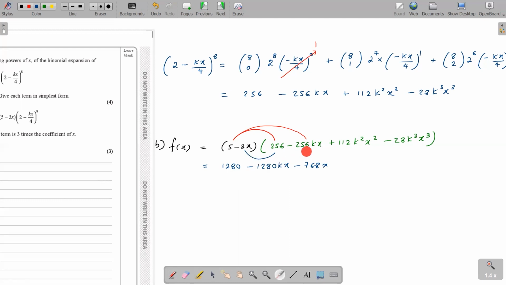Minus 3x into minus 256 kx, right? So x and kx is kx squared. Do I need to go with kx squared? No. So basically, you can see that's it that I can take. Those are the x terms and constant terms I can take. So that's it now. Now, what's our constant term?